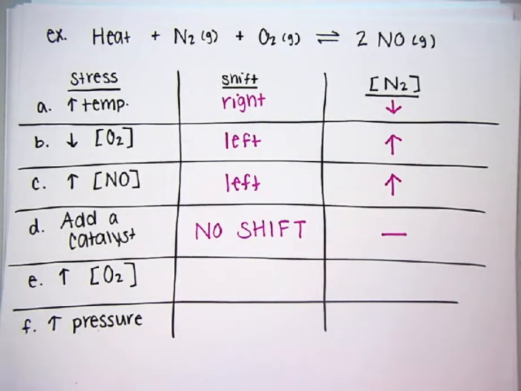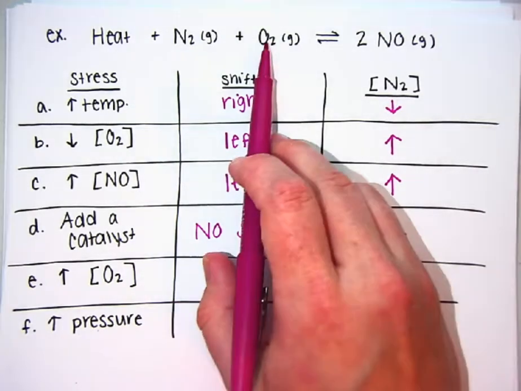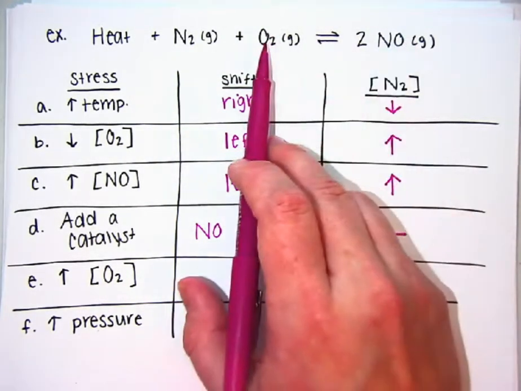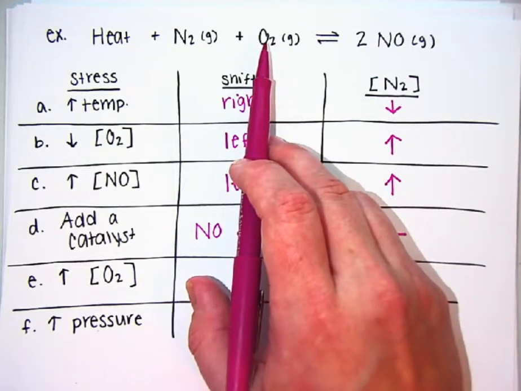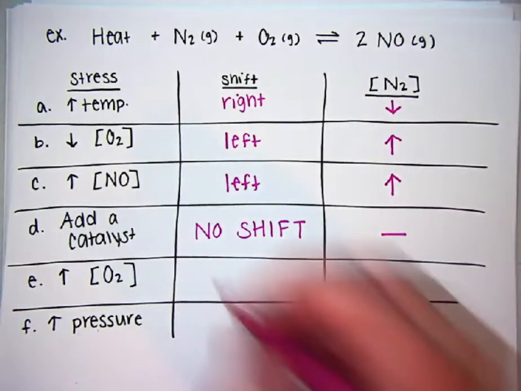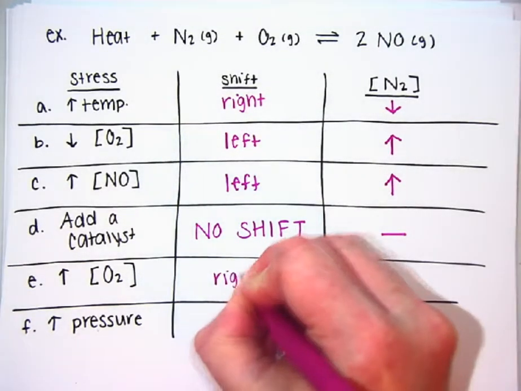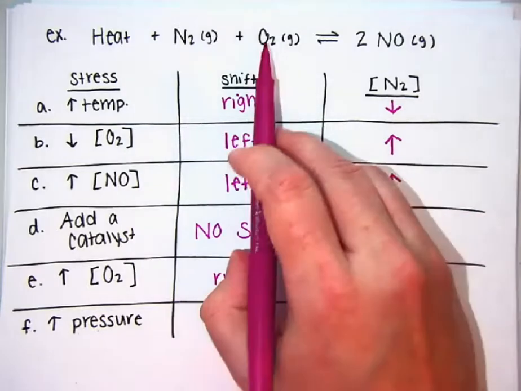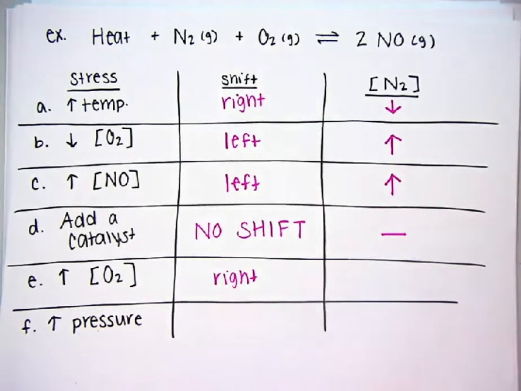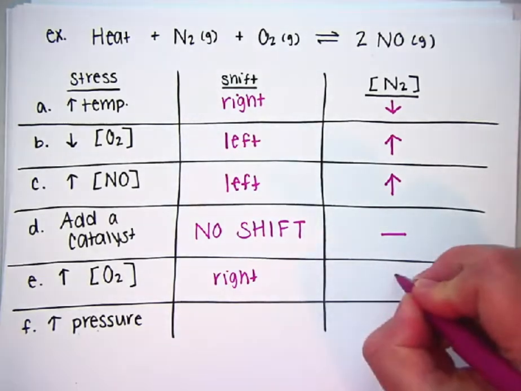If I increase oxygen, if you add, it goes away. If I add oxygen, the way I reduce that stress is by using it up to make more product. If I add oxygen, it shifts to the right. So I'm going to use up oxygen and use up nitrogen. So the concentration of nitrogen would decrease.